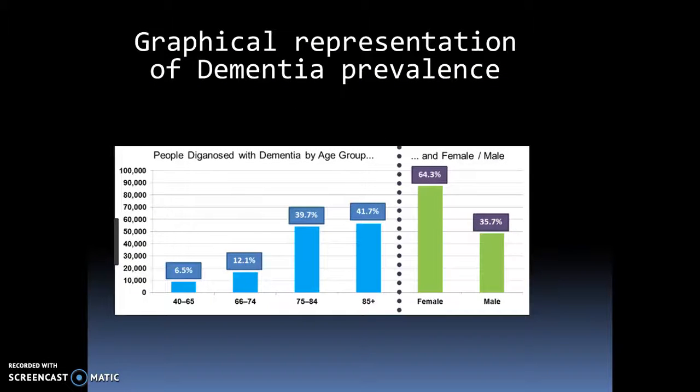Graphical representation of dementia prevalence. We can see from the graph that from age 40 and above, there is an increase in the rate of prevalence of dementia. The graph also shows that females are more prone to dementia than men.